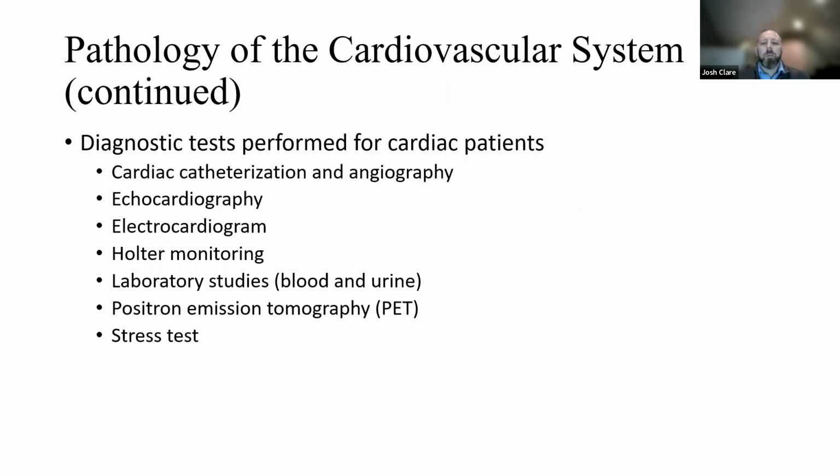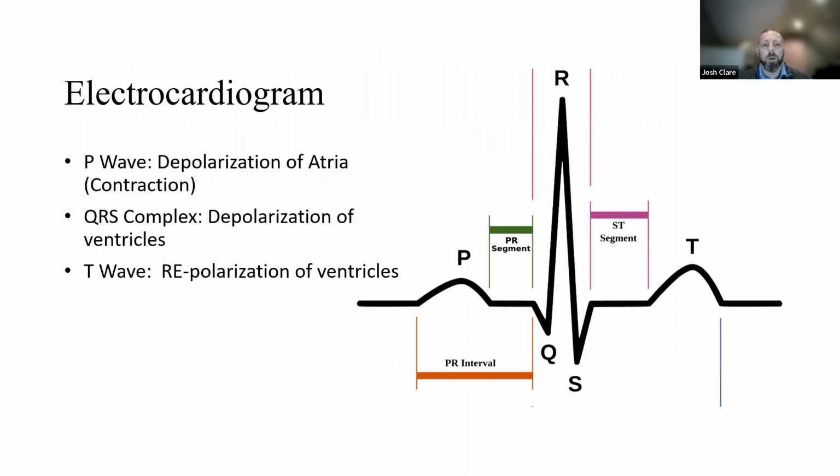Some tests that are common with our cardiac patients: you could do cardiac catheterization and angiography, looking at how the blood flow through the heart is, echocardiography, electrocardiogram. You could look at Holter monitors, a monitor that the patient wears, usually for at least 24 hours, and then you can look at how the heart works throughout the day. Different laboratory studies, blood and urine, mostly blood. PET scans and different stress tests, so having our patient perform exercise while being closely monitored.